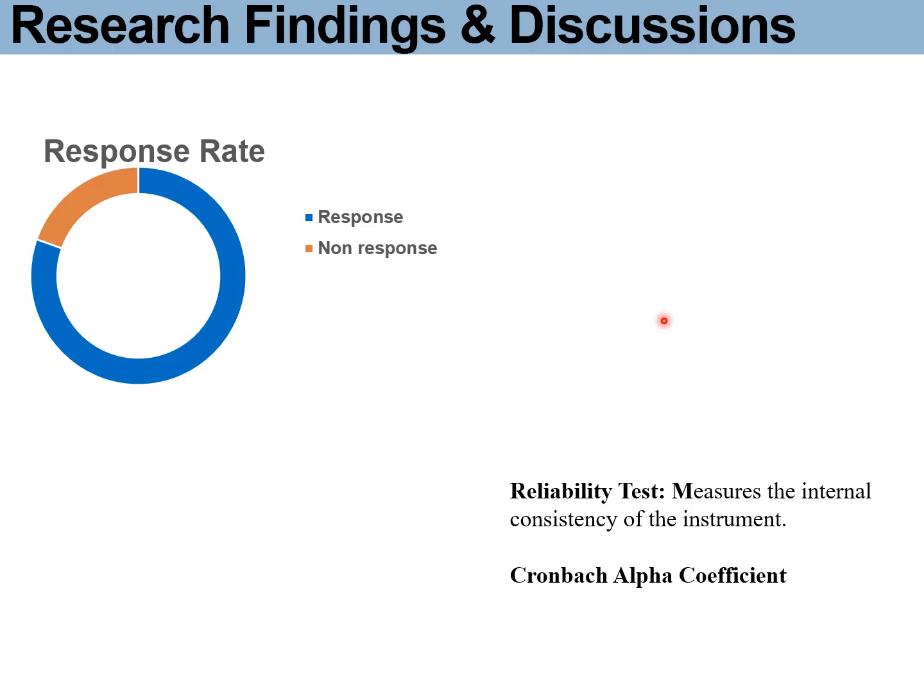You can see here we have the pie chart. You have to support it with a key that says the blue represents the people that returned the questionnaires, and the red, you can choose to represent with whichever color. Okay, the reliability test, you state it there, and the Cronbach alpha coefficient.